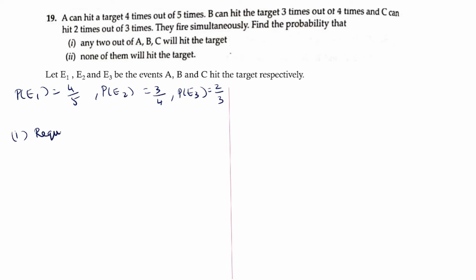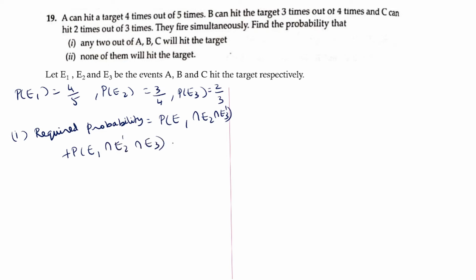So the required probability will be probability of E1 intersection E2 intersection E3 complement plus probability of E1 intersection E2 complement intersection E3 plus probability of E1 complement intersection E2 intersection E3. So this is the probability that A and B will hit but C fails. This is the probability that A and C will hit, B fails. This is the probability that B and C will hit and A fails. So the probability that any 2 out of A, B, C will hit the target is the sum of these 3.